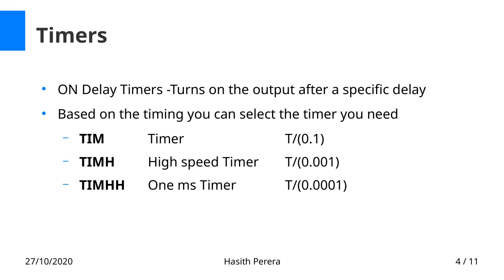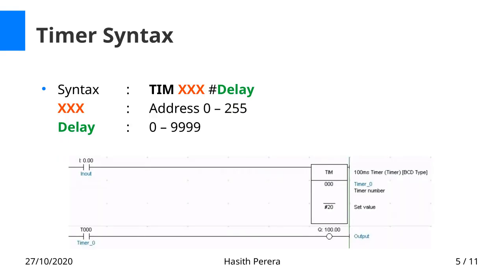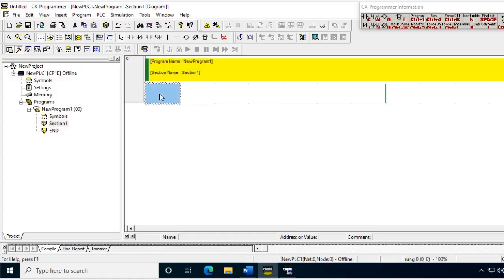Now let me move on to the next slide. Here you can see the complete syntax of a timer. What you need to add is the timer tag, which in this case is TIM, and then an address, which can be anything from 0 to 255, and then the amount of delay or the number of counts, which you put after a hash symbol. So let's try this out and see how a timer can be added.